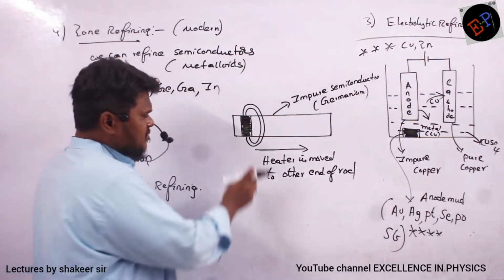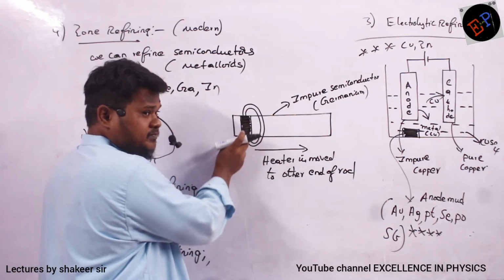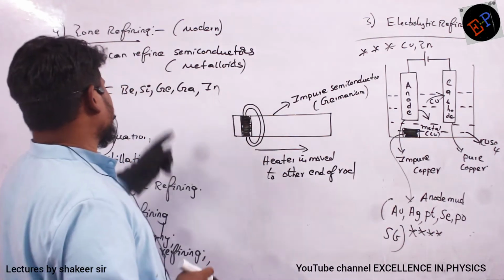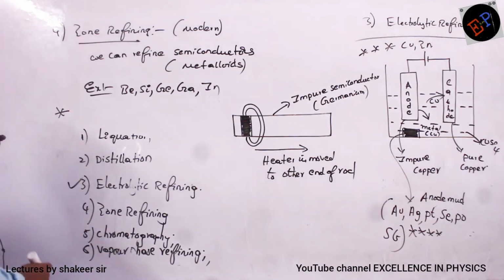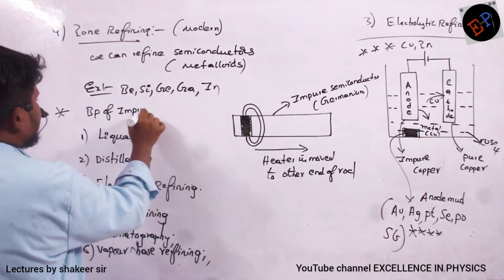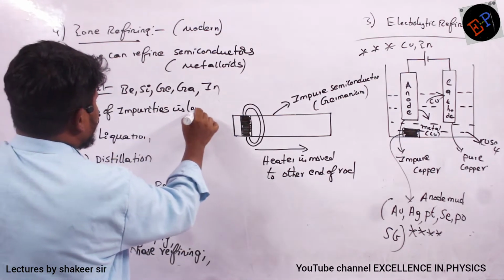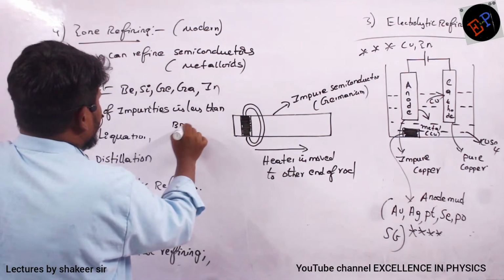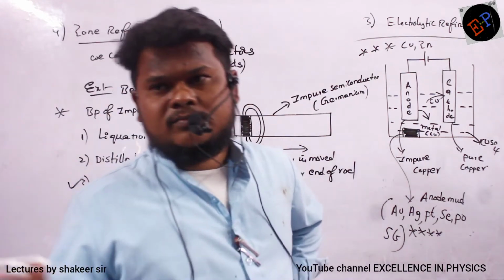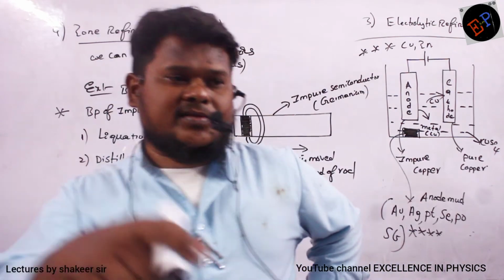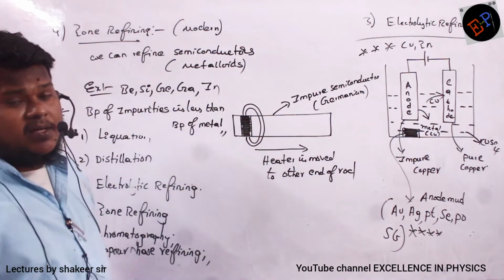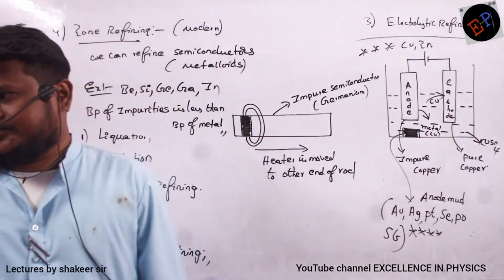In this process, whatever impurities are present here also start traveling along with this heater. And in the case of zone refining, write one important point: the boiling point of impurities is less than the boiling point of the metal. Understood? So which one can be liquefied more easily? Impurities are liquefied more easily. So here, germanium doesn't melt. Impurities present in the germanium start melting.